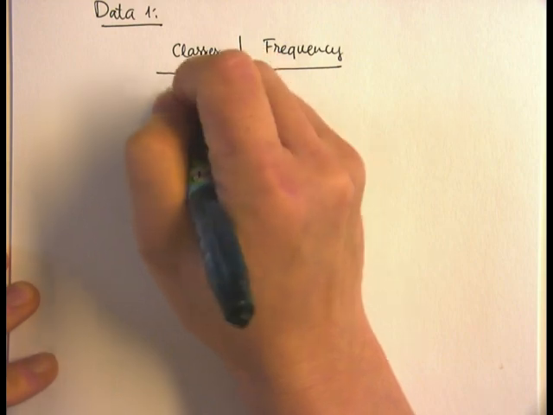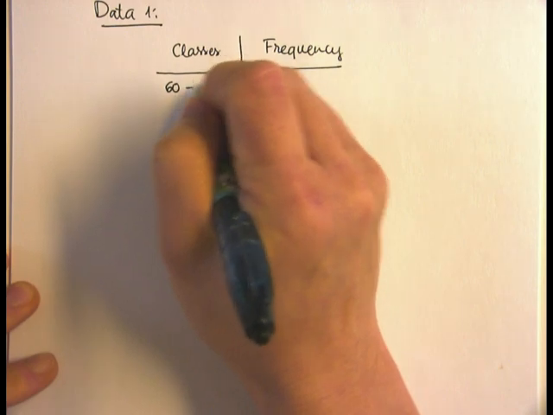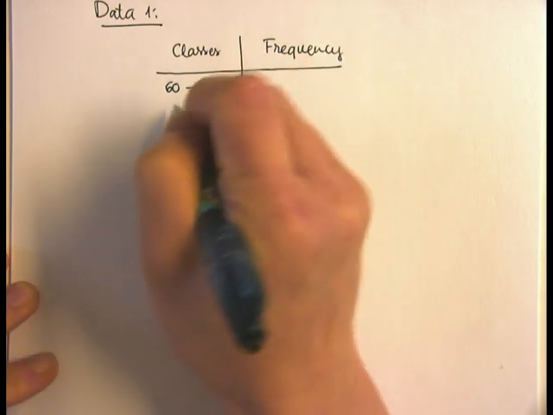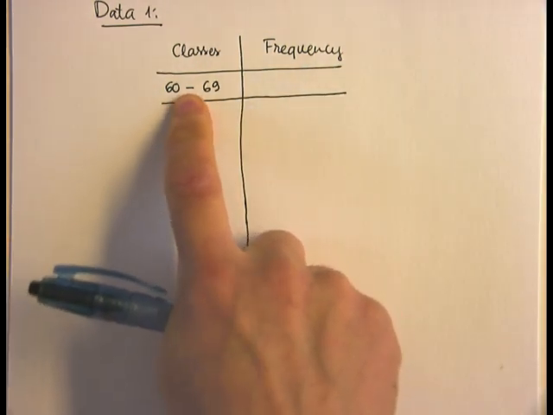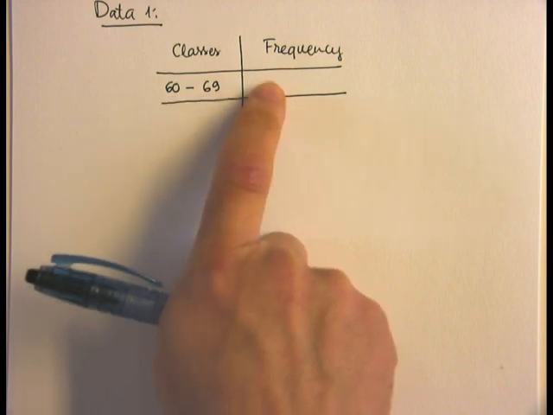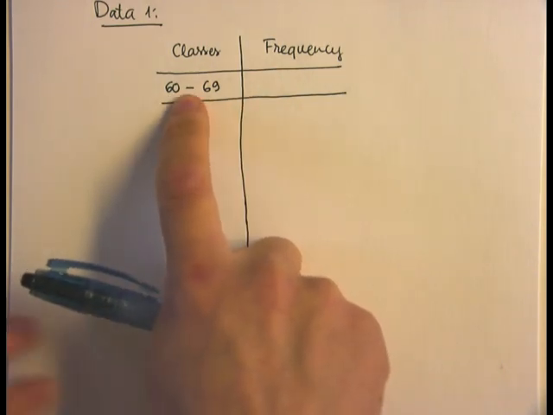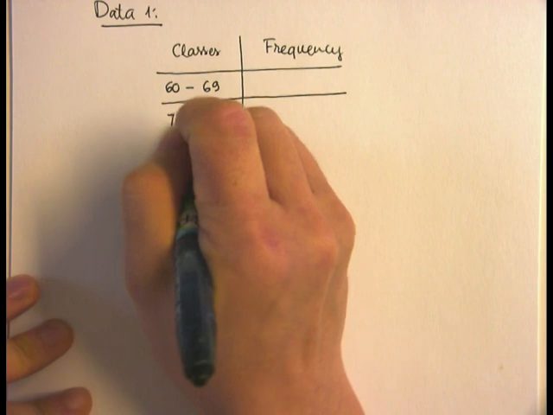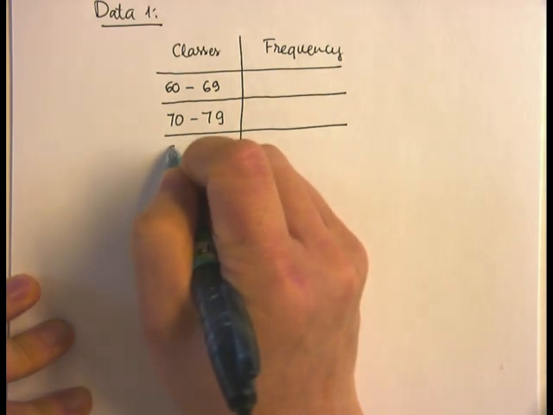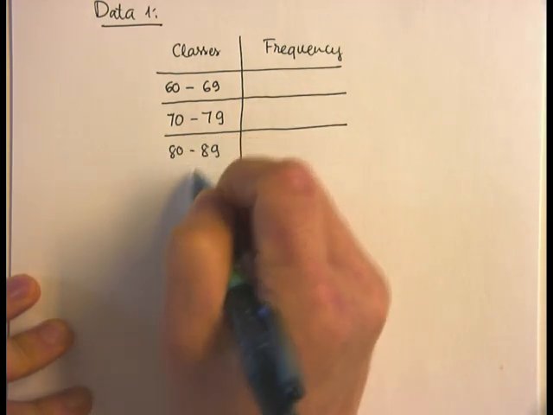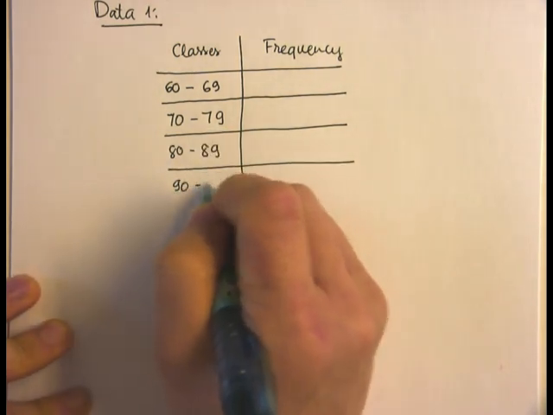So why don't we divide our data here into a first class that starts from 60 and goes up to 69. So this class will contain any data value starting with 60 and ending with 69. So any value in that range, or equal to 60 or 69, would go into this class. And the next class I would go 70 to 79. And the next class I have is 80 to 89. So I'm using classes to contain more members. And here I have 90 to 99.